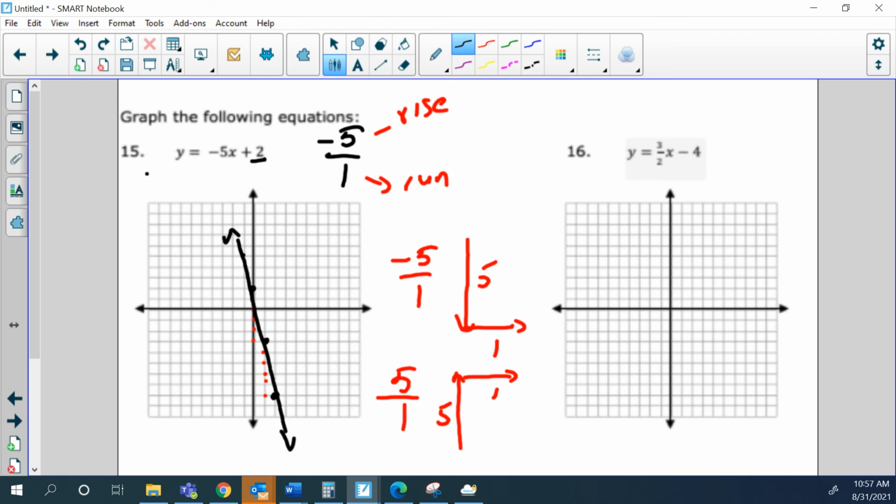So that's it. On this one here, my y-intercept is negative 4. So 1, 2, 3, 4. That's going to be my starting point right there, negative 4. 3 over 2, that means I'm going up 3 and run 2. So 1, 2, 3, and then run 2, 1, 2. So that's my second point right there. Go up 3 again. 1, 2, 3 over 2, 1, 2. That's my third point there. And then I can stop right there and connect all the dots with a straight line.